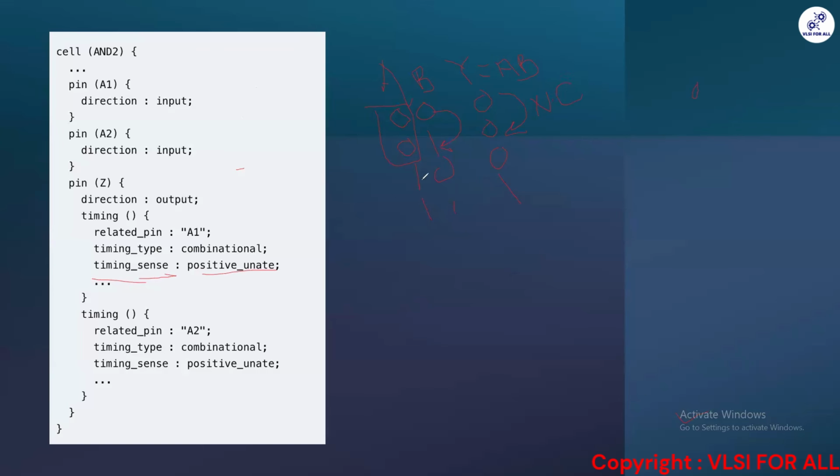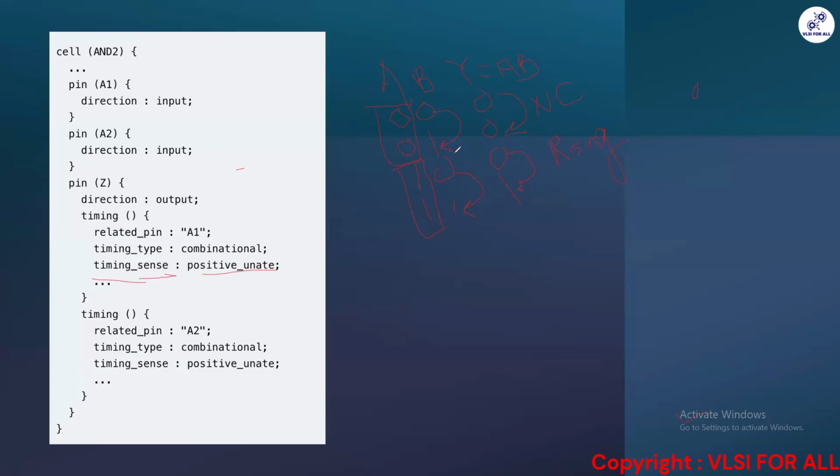Now let's take another example. Let me set A to 1, and again I'm changing B. B is changing from 0 to 1, which means it is rising. How is my output changing? It is also going from 0 to 1, correct? Rising.